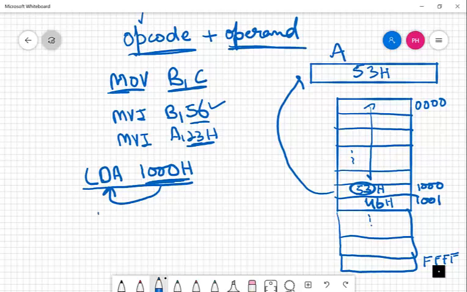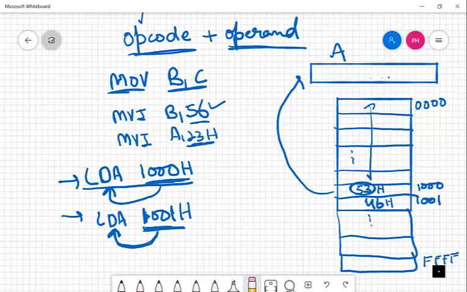Or I may also write LDA. Maybe after this instruction I am executing another instruction, LDA 1001H. So this will copy the contents of memory location 1001H. When this instruction is executed inside the processor, what will happen? The contents of memory location 1001 will be transferred to the accumulator. That means the accumulator will get 46H.